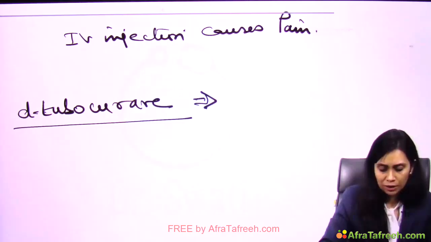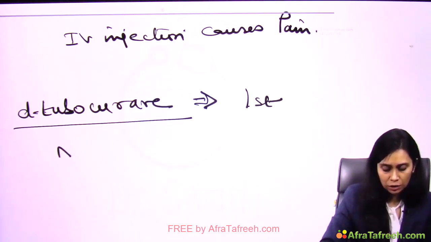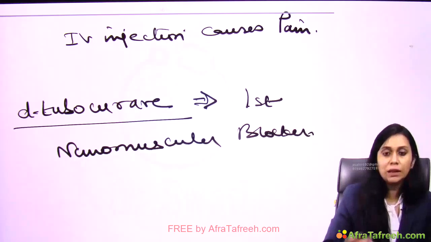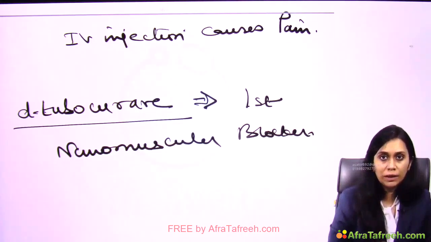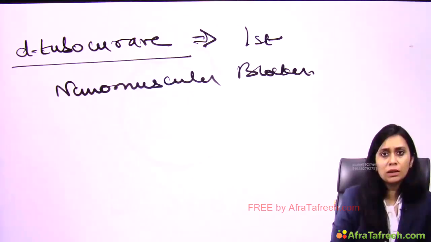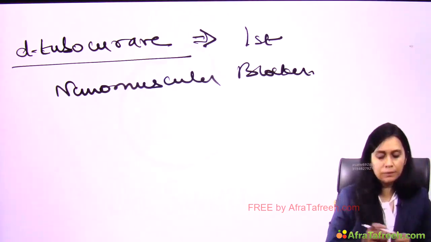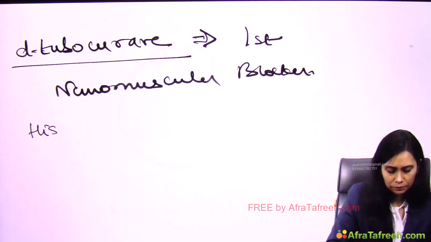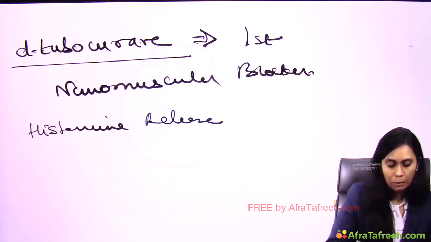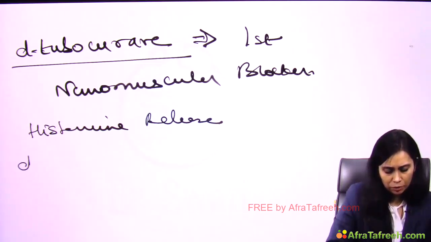So D-tubocurare is the first neuromuscular blocker. It is a natural neuromuscular blocker. Right, everyone? First neuromuscular blocker, natural neuromuscular blocker. The only problem of D-tubocurare was intense histamine release. In histamine release, maximum histamine release is D-tubocurare.